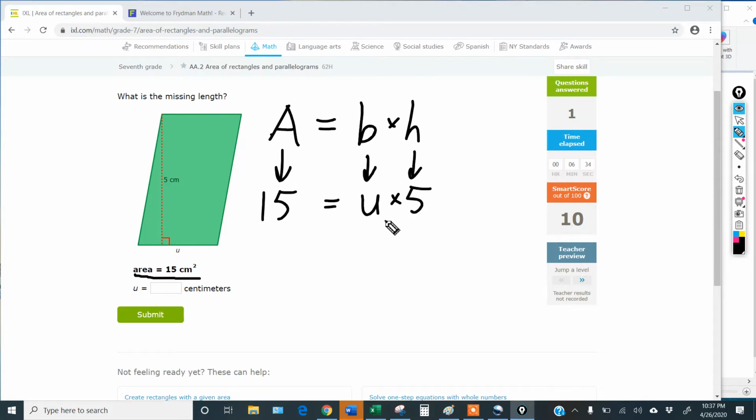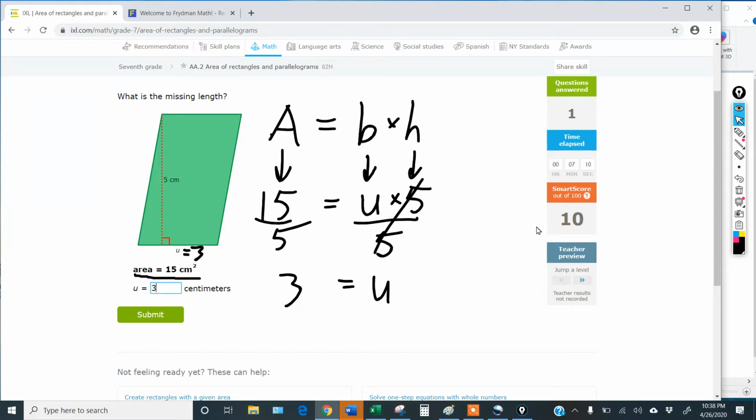Okay, so now we have to solve for U. So we're going to divide both sides by 5. And we get U is equal to 3. Now this makes sense, because if U is equal to 3, then we have 3 times 5 equals 15. So that makes sense. So we'll say that U is equal to 3 centimeters, not square centimeters, just centimeters. But they already put the units here for us, so we don't have to do that.